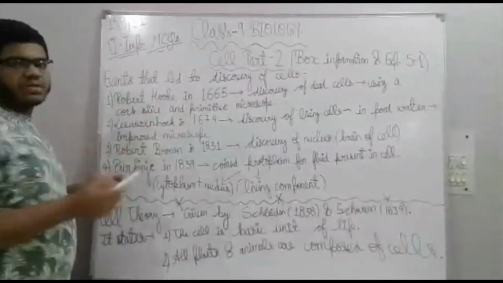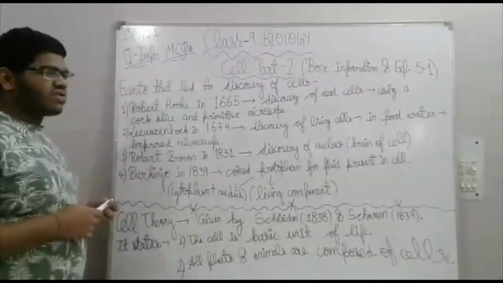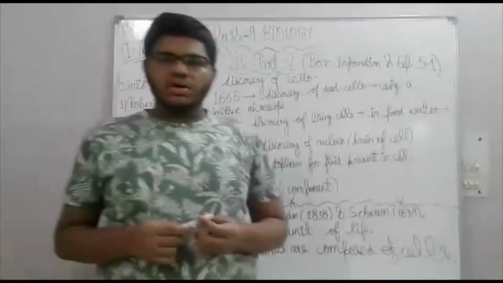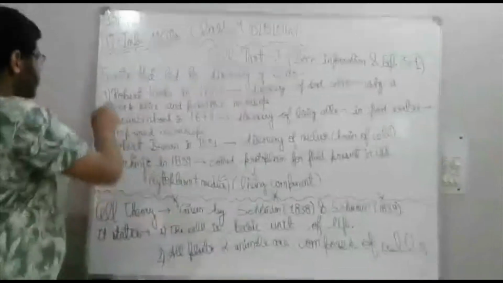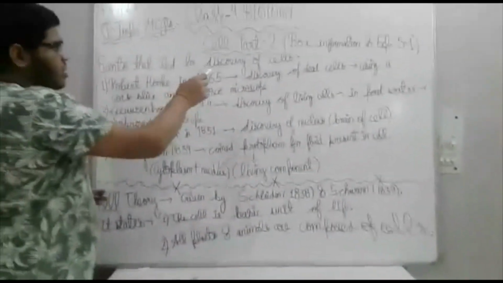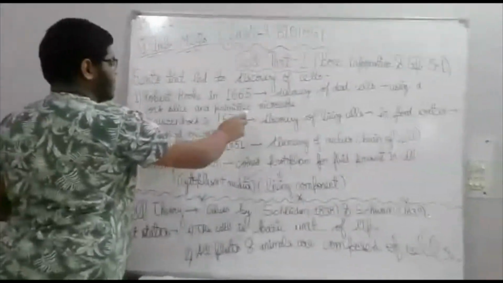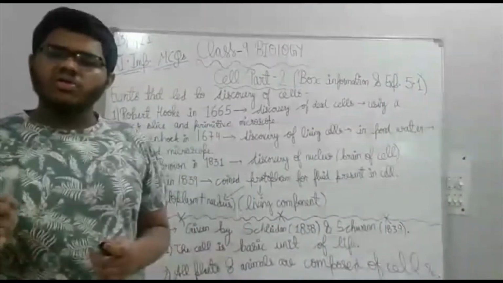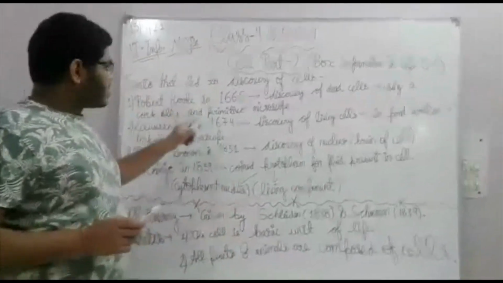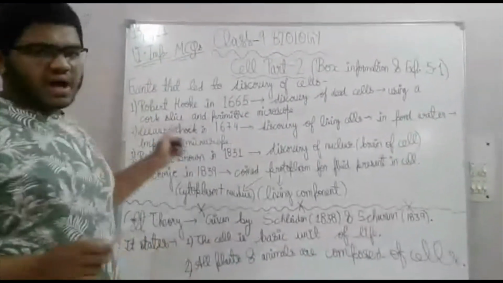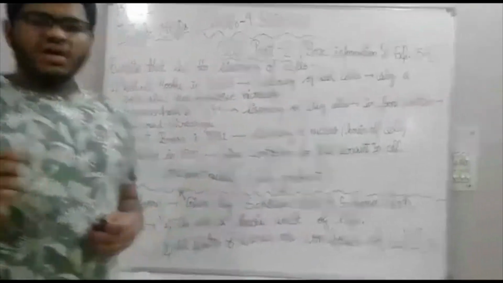Events that led to the discovery of cells. Which was the first event that led to the discovery of cells? It was Robert Hooke, as we studied earlier. Robert Hooke in 1665 led to the discovery of dead cells using a cork slice and a primitive microscope. In 1665 the microscope was not so developed, so we gave it the name primitive microscope. We have already studied that the cork slice was obtained from the bark of a tree, and this led to the discovery of dead cells.